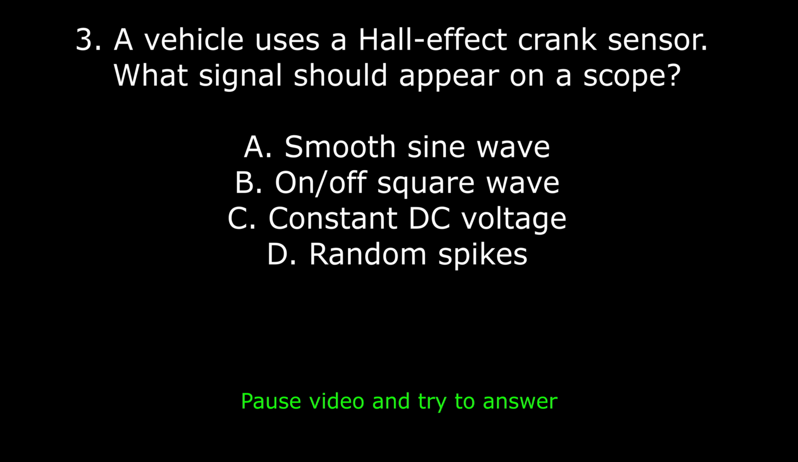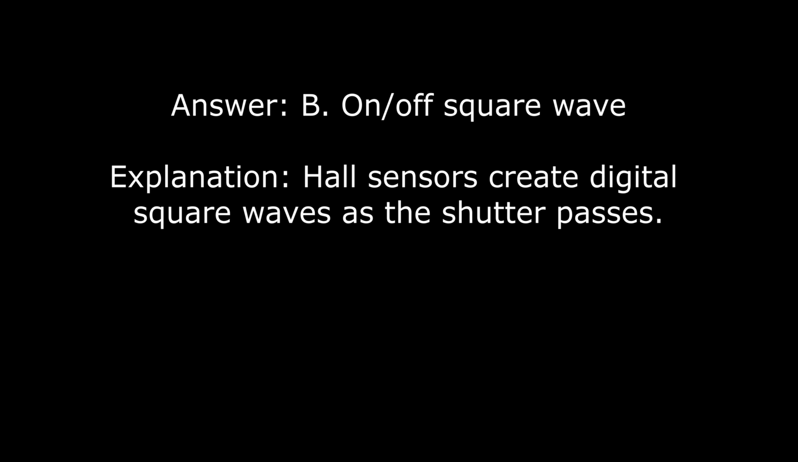3. A vehicle uses a Hall effect crank sensor. What signal should appear on a scope? A. Smooth sine wave. B. On-off square wave. C. Constant DC voltage. D. Random spikes. The answer is B. On-off square wave. Explanation: Hall sensors create digital square waves as the shutter passes.